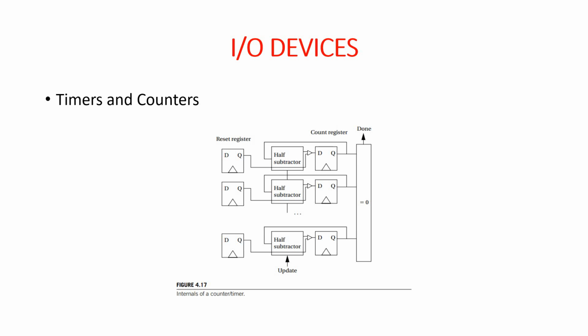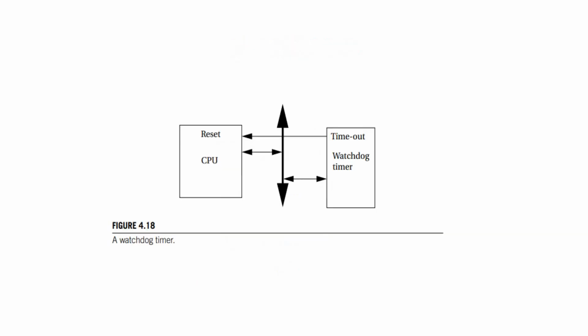Next one is I/O devices. The most important I/O devices are timers and counters. This is the watchdog timer diagram. The watchdog timer is used to keep the CPU from locking up in an indefinite loop.